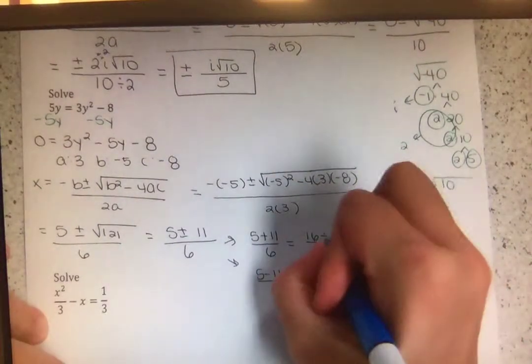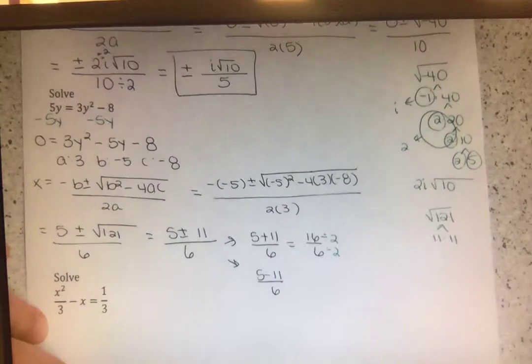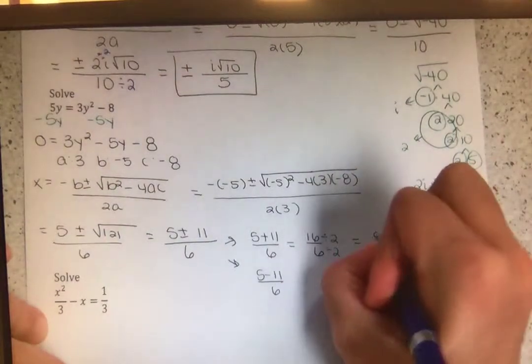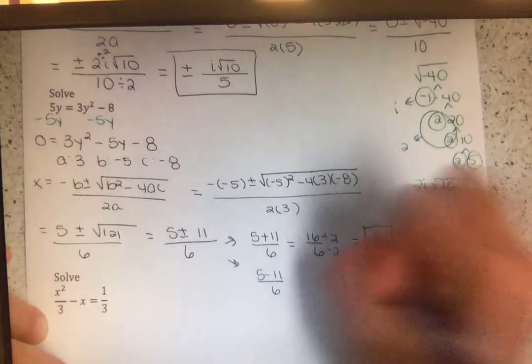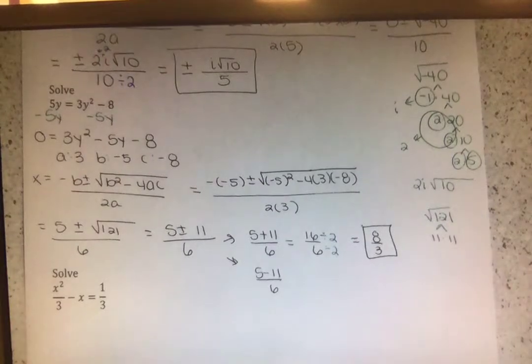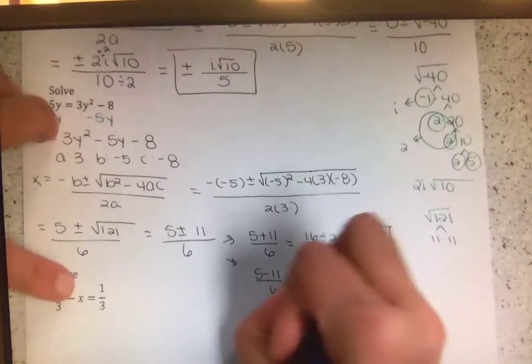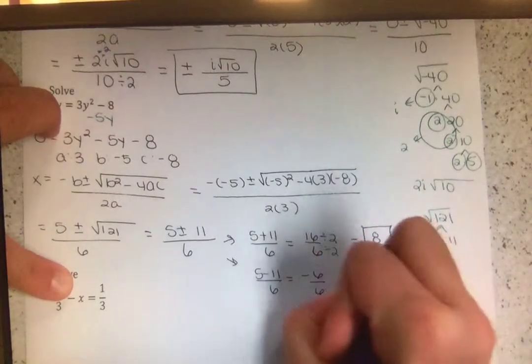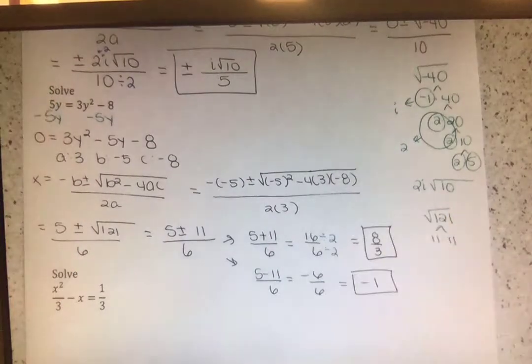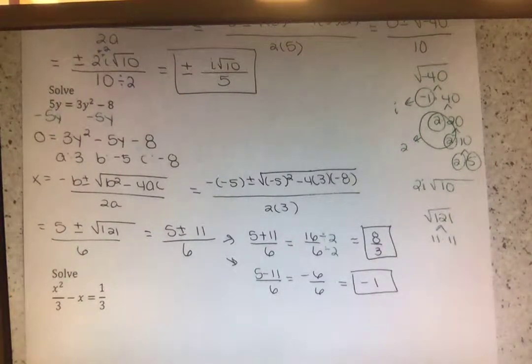They both have a 2 in common, so I can divide out that 2 from the top and the bottom. That will leave us with 8 over 3 as one answer. 5 minus 11 will leave us with negative 6. Negative 6 divided by 6 will be negative 1 as our other answer. So in MyMathLab, our answer would be 8 over 3, comma, negative 1.